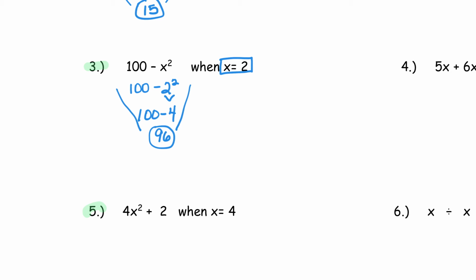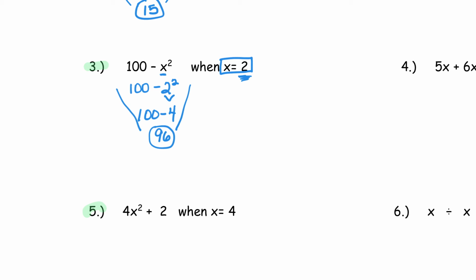Well, how did I get that? 100 minus x squared, the value of x for this problem was 2. We substitute the value for the variable, so we made it 2 to the second power. And then we follow the order of operations. And we got our final answer of 96.